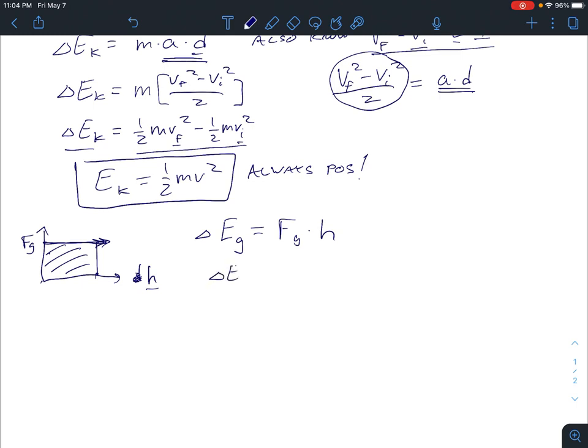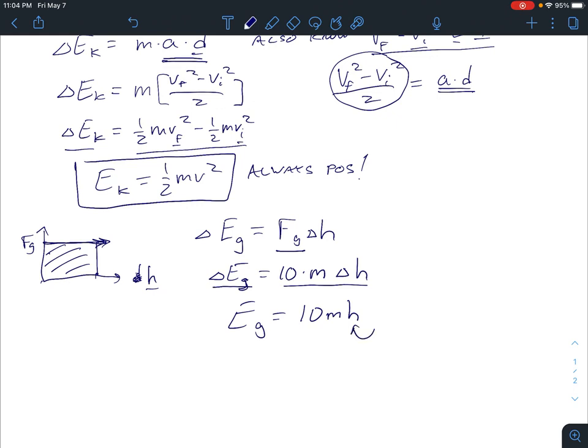So change in gravitational potential energy is equal to the force of gravity, which is 10 times mass, that's how we've been finding that all along, times change in height. So if change in gravitational potential energy is equal to 10 times mass times change in height, that means that gravitational potential energy must be equal to 10 times mass times h.